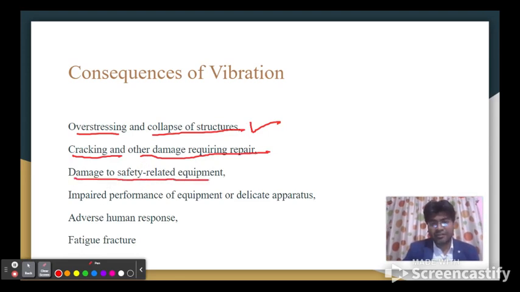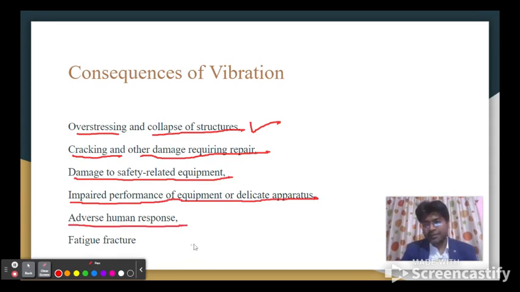Damage to safety related equipment. Yes, and impaired performance of equipment or delicate apparatus, and adverse human response. We start getting panicked. Fatigue fracture, of course, will also be there.